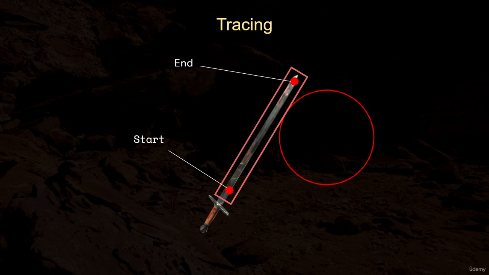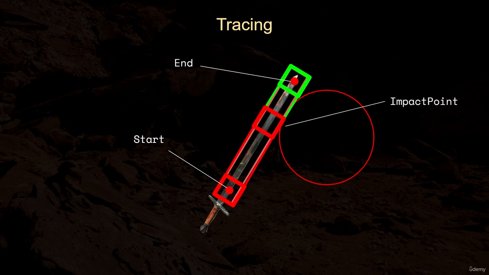And we can perform a trace, such as a box trace, where we sweep a box down the blade until it gets a blocking hit, at which point we can get a hit result and get the impact point of that hit result, and then we'll know exactly where the blade hit that other object. And once we have that impact point, then we can spray blood or whatever else we want to spray at that point, and it looks more realistic. So this is the approach that we're going to take in this game project. So let's do a box trace and see how it works.